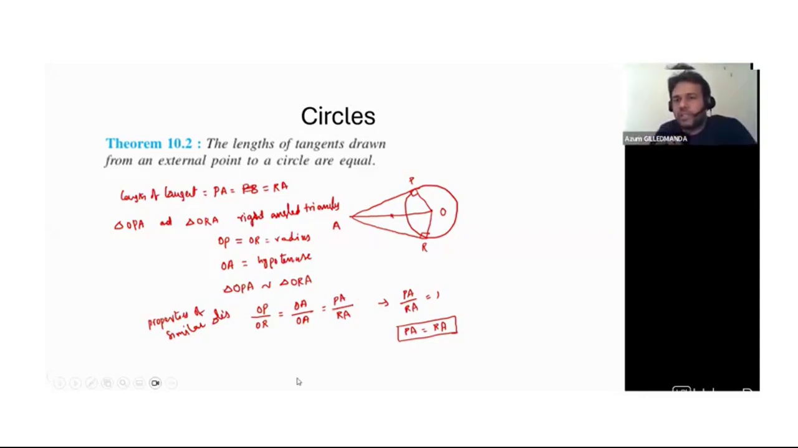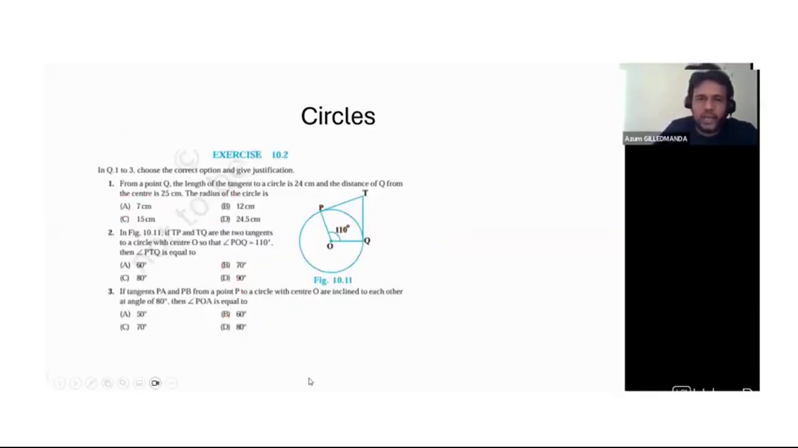So now, two properties that we learned, right? One is the tangent makes an angle of 90 degrees with the radius. And the tangents drawn from an external point, we can draw two tangents, and those two tangents form two right angle triangles. They obey the Pythagoras theorem. And we also learned that the length of the tangents that are drawn from an external point are equal. Okay, so based on that, let's see if we can solve these problems.